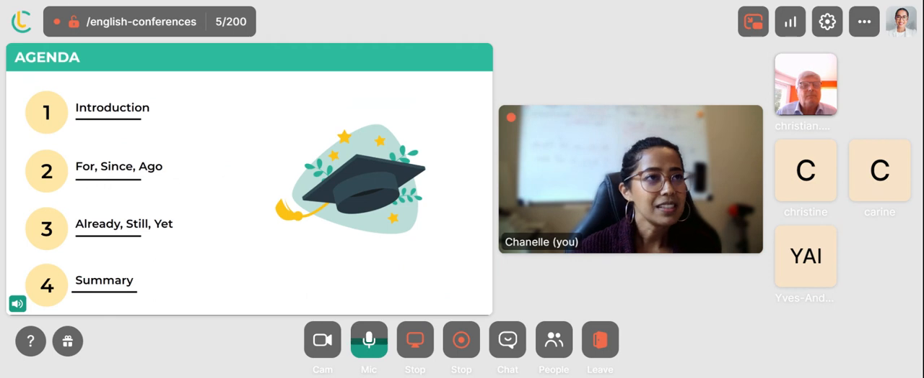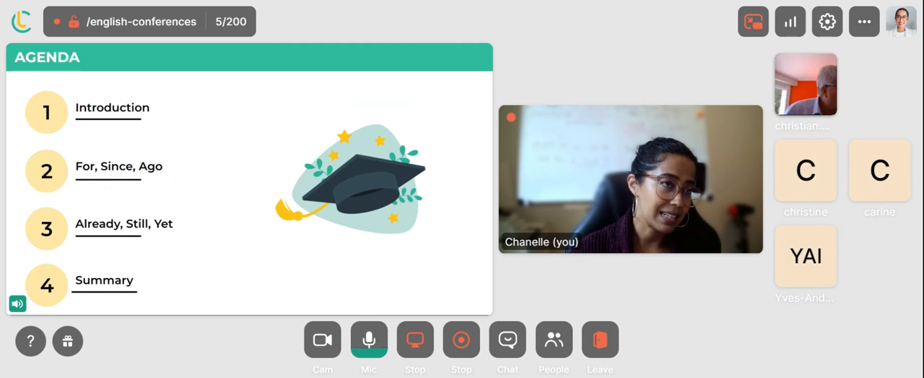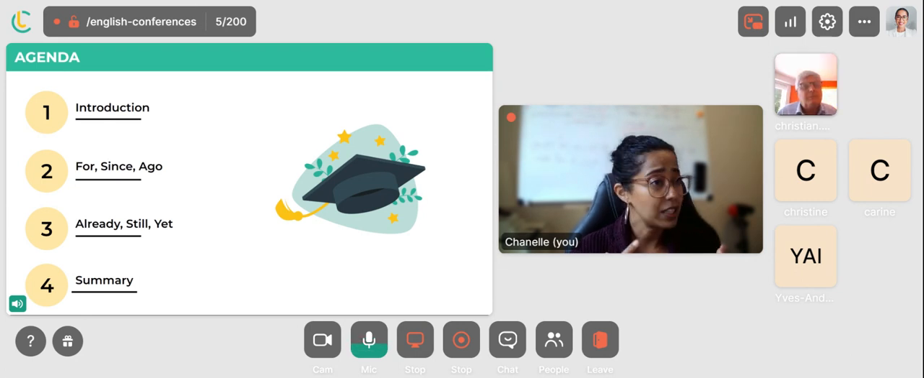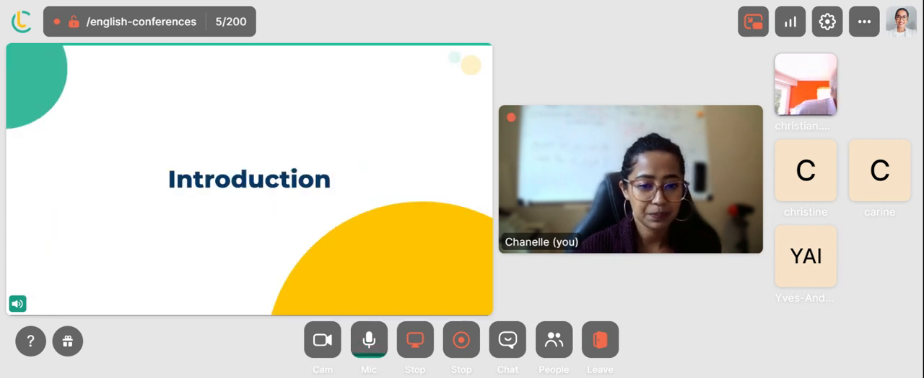So tonight's conference consists of 4 parts. We are going to begin with an introduction. We are then going to speak about for, since, and ago, and what the meanings of these words are in English. And then we will look at already, still, and yet. Our last part of our conference is where we will do a small summary just to recap and have a look at what we covered in the conference.